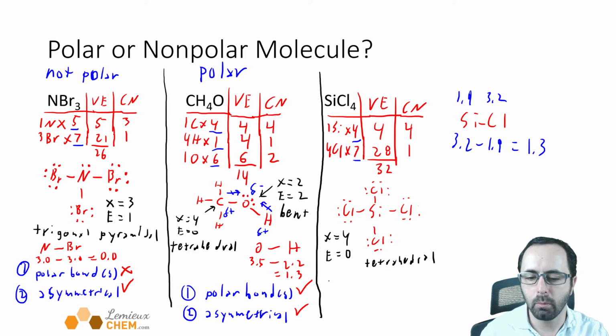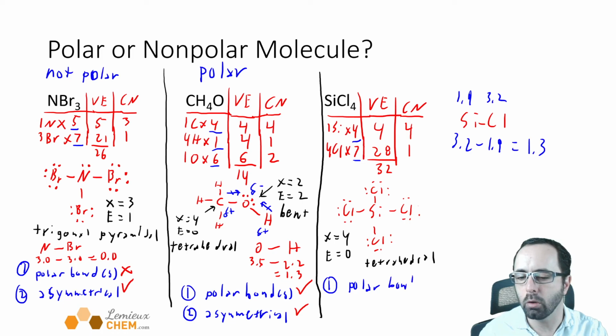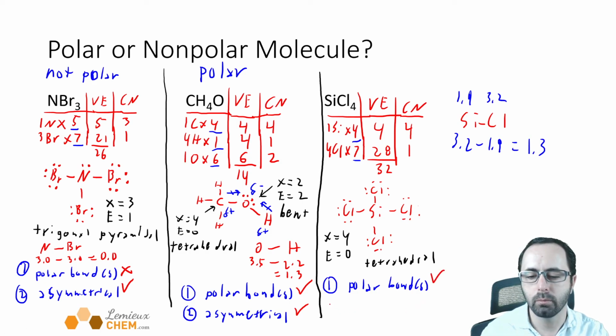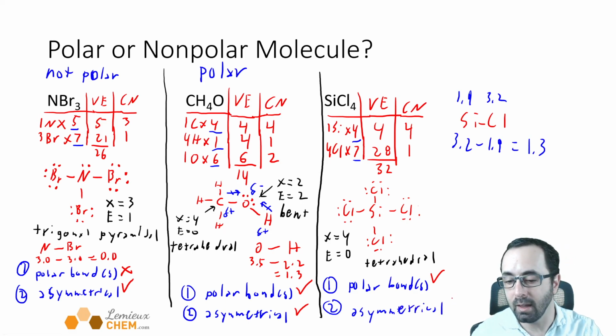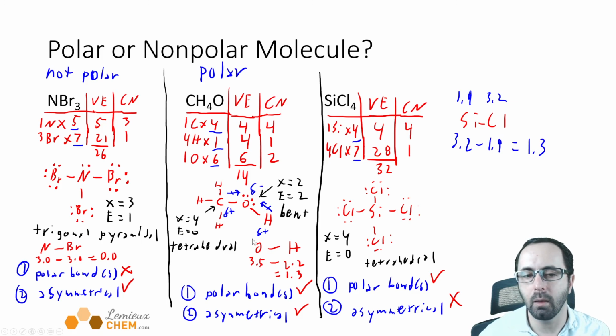So in terms of our first condition, do we have any polar bonds? The answer is absolutely. We have a very polar bond here. Condition number 2, is the molecule asymmetrical? And the answer is no, it is not. It is symmetrical because it's tetrahedral in shape and all the same. The atoms are all the same all the way around.